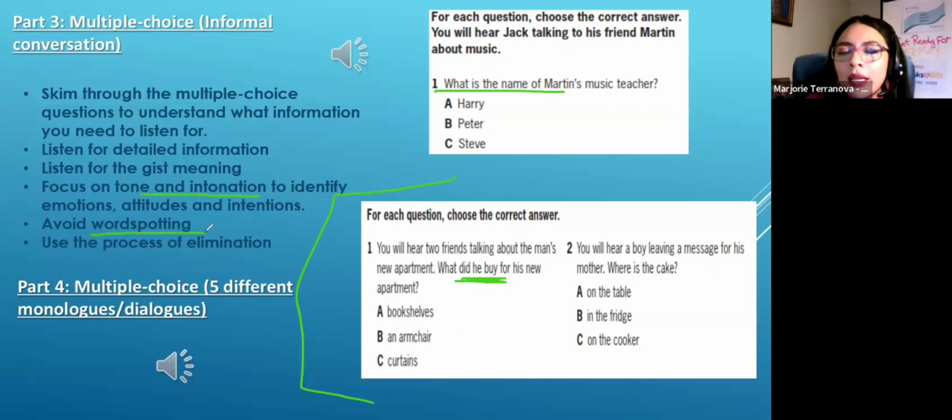Word spotting. And you remember word spotting? What was that? When we have words that are similar, but they have nothing to do with the answer, right? They are there for some reason, but they are not the answer to the question. They are tricky words. So in this topic, a lot of process of elimination.